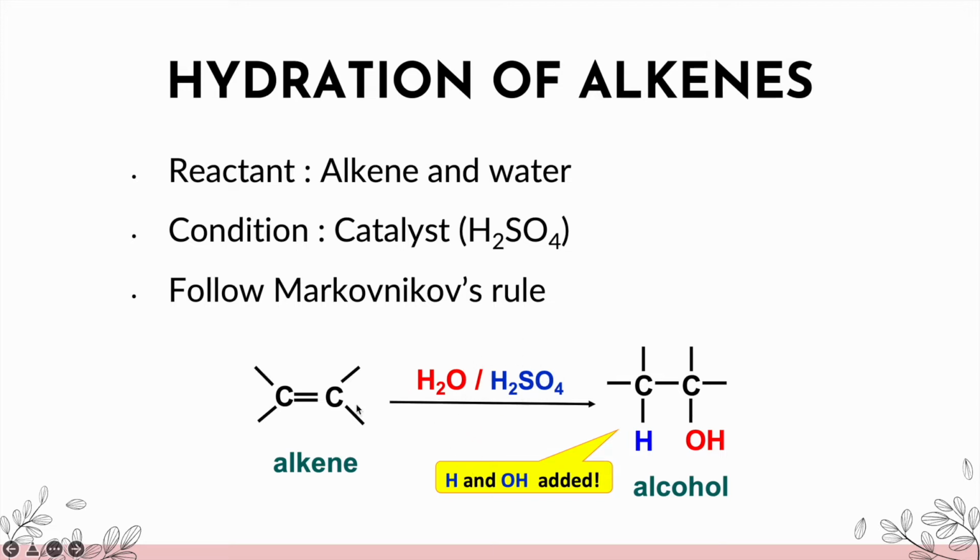1 hydrogen is added to one of the carbons of the carbon double bond, and OH group is added to the other carbon. We have to follow Markovnikov's rule, means hydrogen will be added to the carbon that has higher number of hydrogen. That is Markovnikov's rule. In addition reaction, hydrogen will be added to the carbon that has higher hydrogen atom, and it will produce alcohol. This is the second way to prepare alcohol.